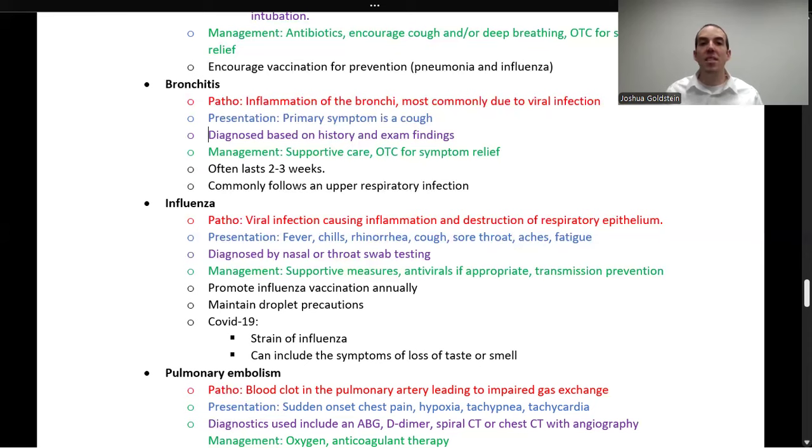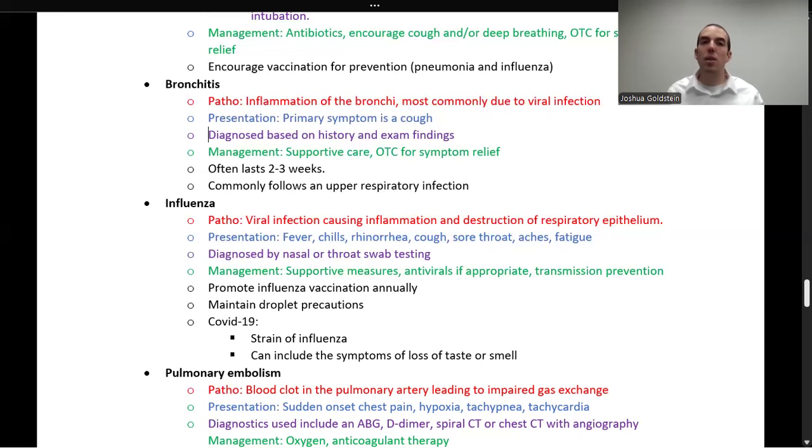The presentation is sudden onset chest pain, hypoxia, tachypnea, and tachycardia. The diagnostics for this would be an ABG because it's a respiratory issue. We would probably do a D-dimer if we're really worried acutely. We would just send them straight for a CT to find out right away if there's a blood clot there or not. The management of this patient is going to be oxygen and anticoagulant. It's a clot, so it has to be treated with an anticoagulant.